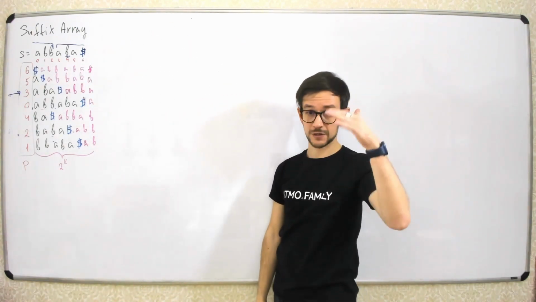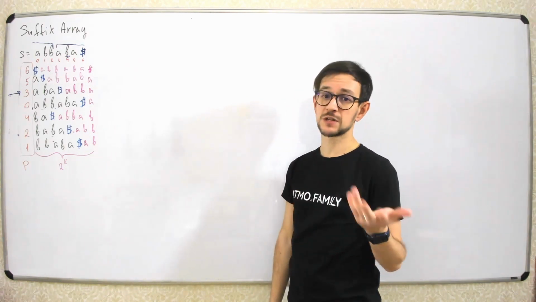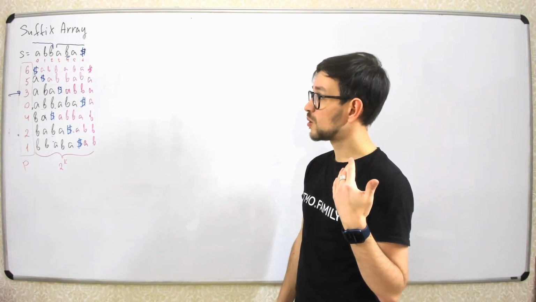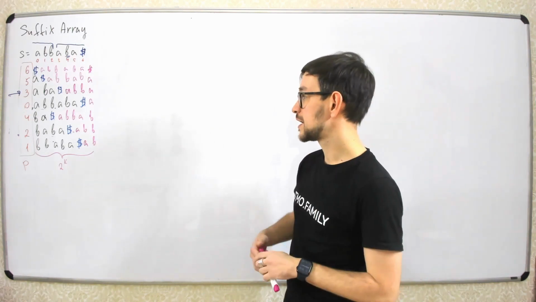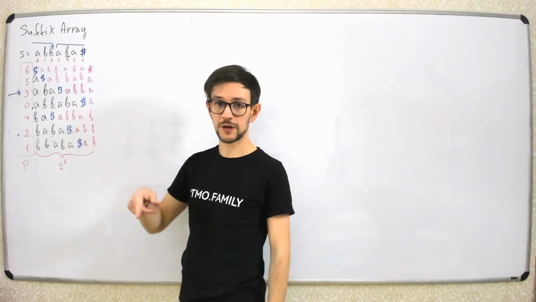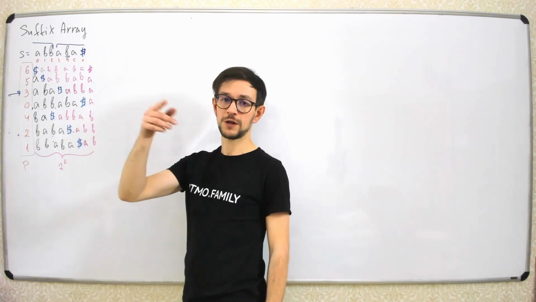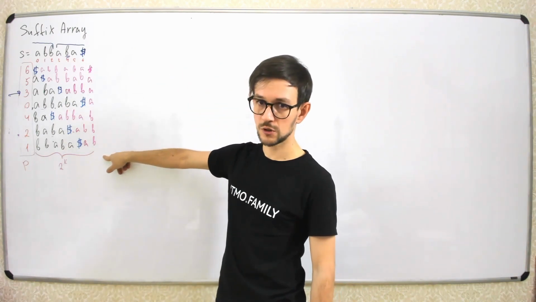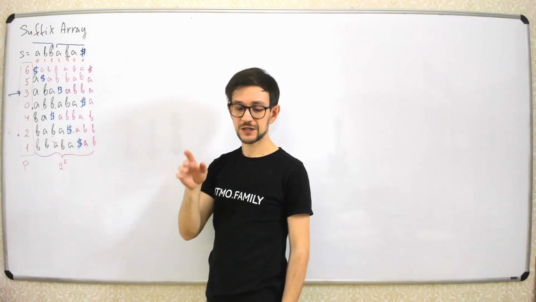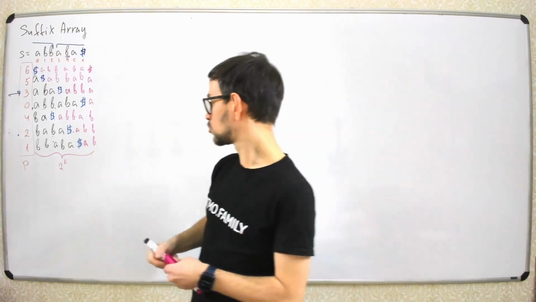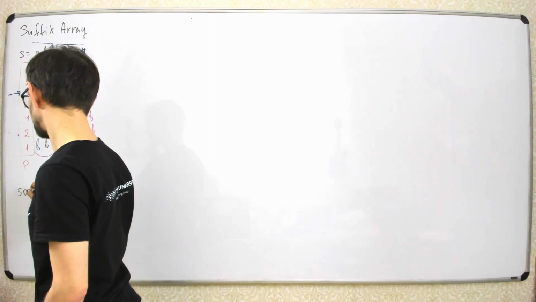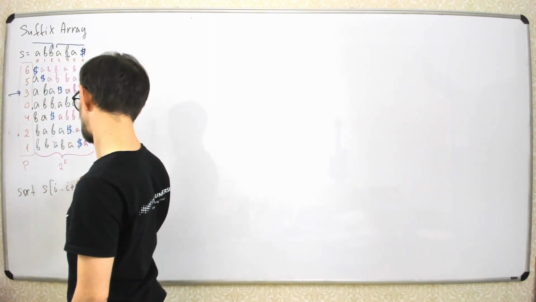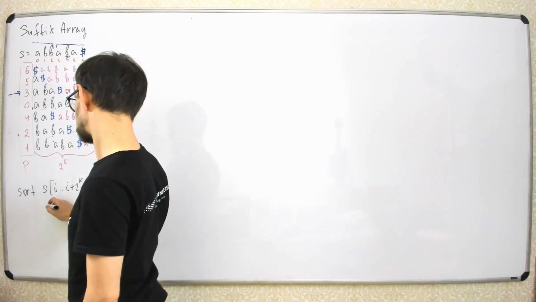Again, we want to sort the suffixes. But suffixes are strange. Suffixes have different lengths and so on. So what we did, we just added this $ sign to the end of the string, and then added some more letters in the cycle, so the total length of the string will be a power of 2. So now instead of sorting the suffixes, we need to sort strings from S[i] to i plus 2 to the power k minus 1 in a cycle.